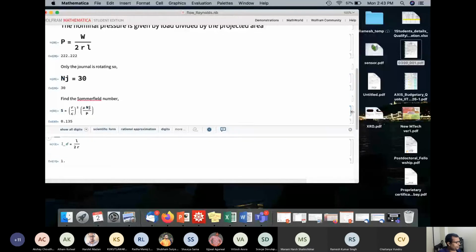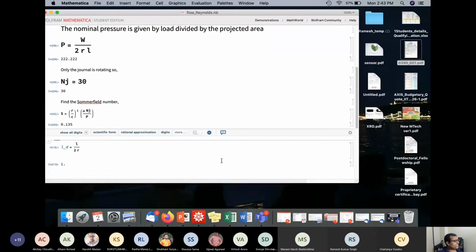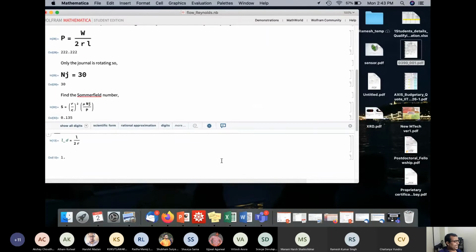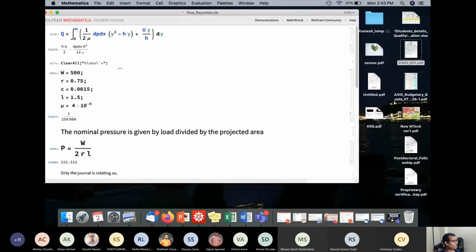And then what I do is I do this. So my Sommerfeld number comes out to be 0.135 and L by D ratio is L by 2R, which is 1. So now whatever I have to find out, I have to use these two numbers. S is 0.135, right? And what else do I need? I need S and I need L by D. And L by D is equal to 1, right? So what I'll do is now I'll stop this and then we'll keep on doing other things.